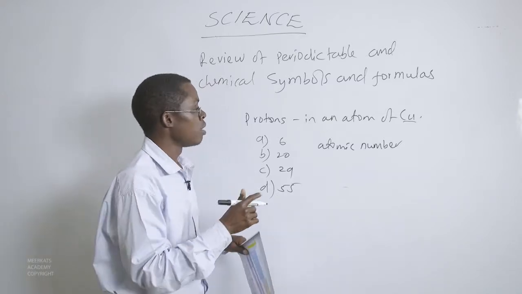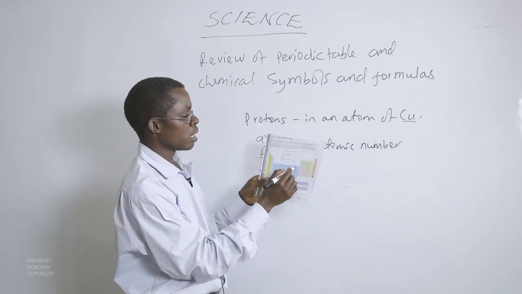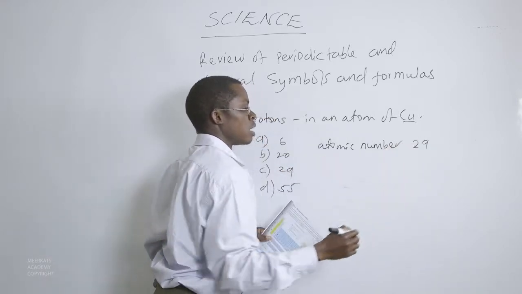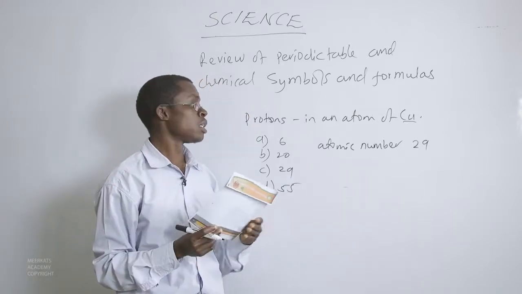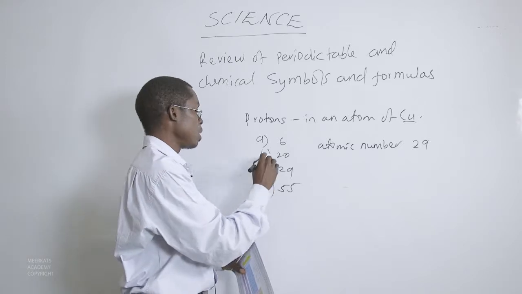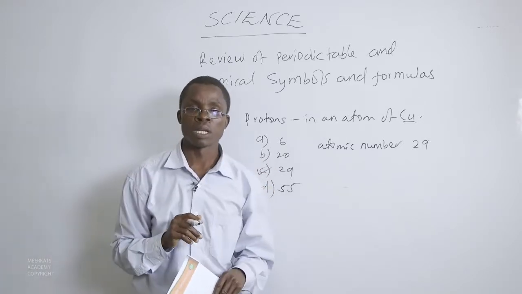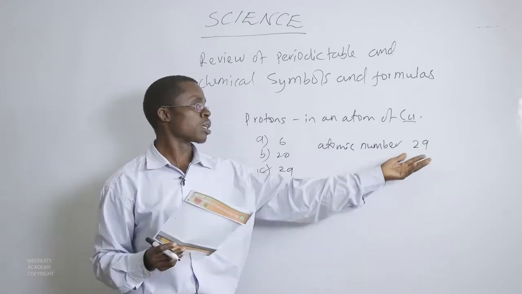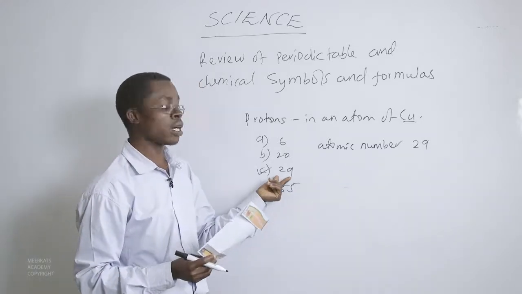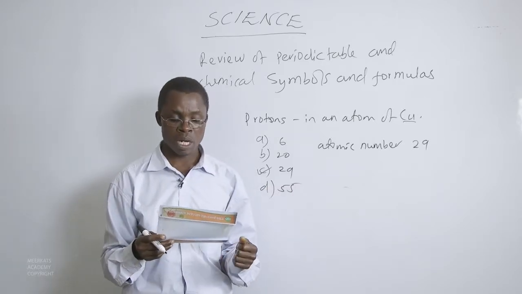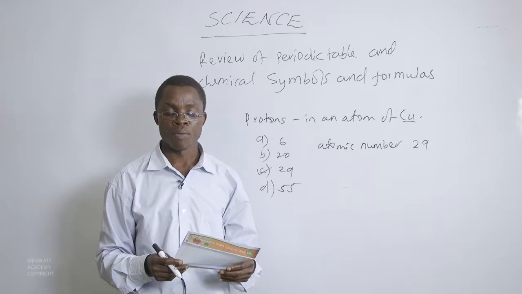So the answer here, being that it is at atomic number 29, then it automatically qualifies that the number of protons is 29, giving C as the correct response. C is the correct response because the atomic number is 29, which is the same as the number of protons in the nucleus of that particular atom called copper.